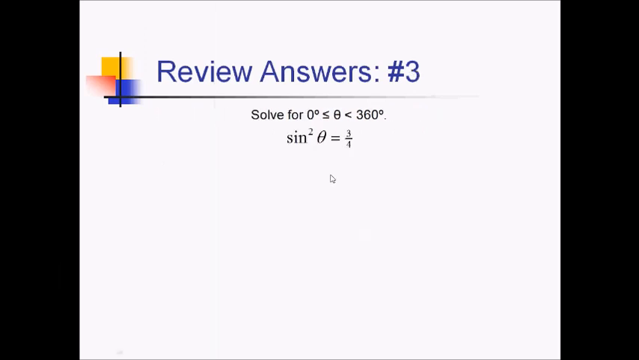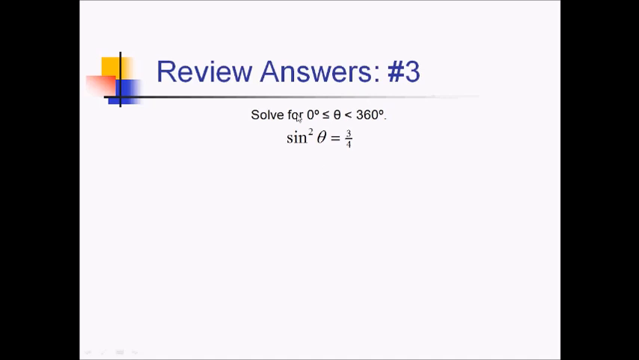To solve this or any quadratic trig equation, we need to break it down into first power trig equations using either square rooting or factoring or some combination of those. So for this one, because I have something squared equaling a constant, I'm just going to square root both sides. Now remember, when you do this, you get a plus or minus because you're square rooting an equation.